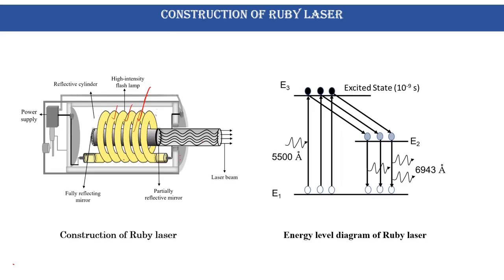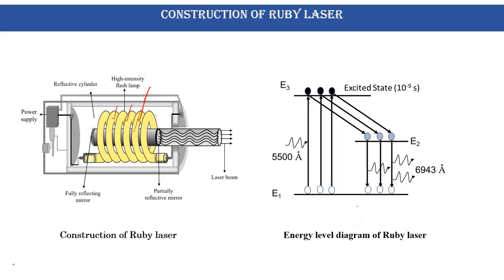After a short period of time, that is 10^-8 seconds, the excited atoms fall into the metastable state E2 by non-radiative transition. The lifetime of metastable state E2 is of the order of 10^-3 seconds, which is very long compared to that of the excited state. Before pumping, the number of atoms N1 in the ground state is greater than the number of atoms in the metastable state, whereas after pumping, the number of atoms in the metastable state is greater than the number of atoms in the ground state. Thus, population inversion is achieved in the system by optical pumping.